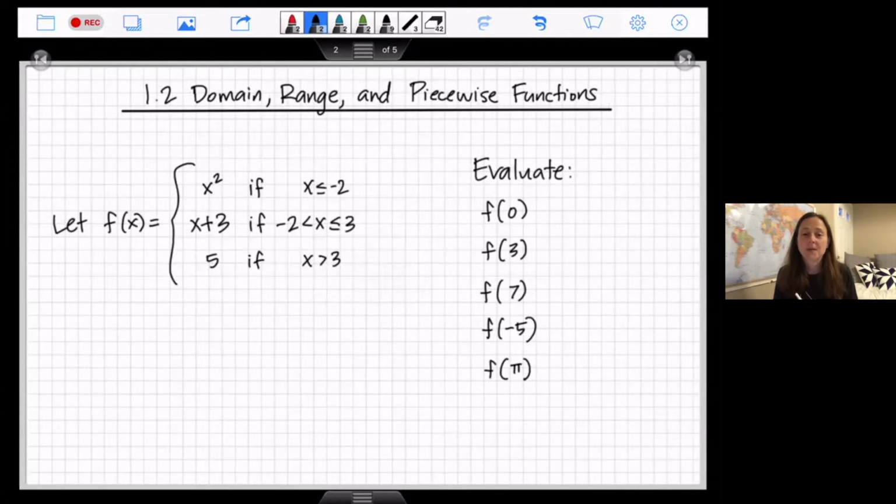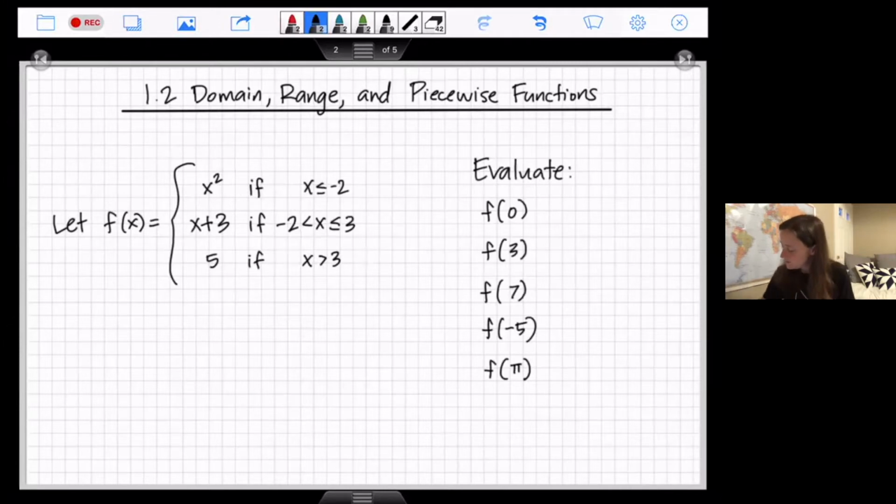This one has three pieces to it. This says if you're going to plug in a number less than -2, then you're going to use the formula x squared. If you're going to plug in a number between -2 and 3, you'll use the formula x plus 3. But if x is bigger than 3, then your answer is just 5. Okay, so we'll just evaluate a few of these.